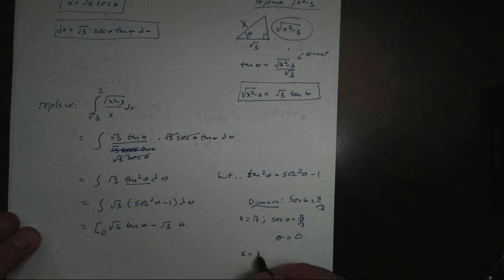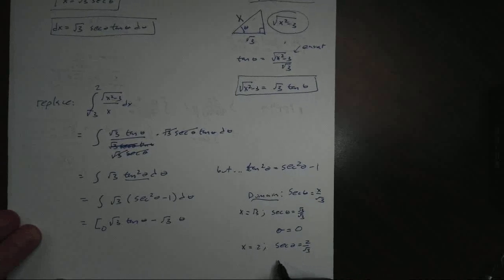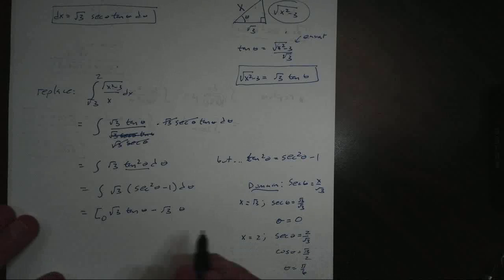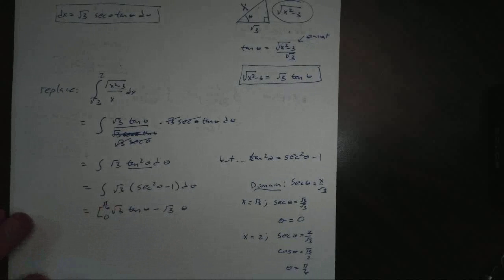If I let x be 2, we get the secant of theta equals 2 over root 3, which is where, remember, cosine of theta is root 3 over 2, and that is our pi over 6. So we'll go to pi over 6.